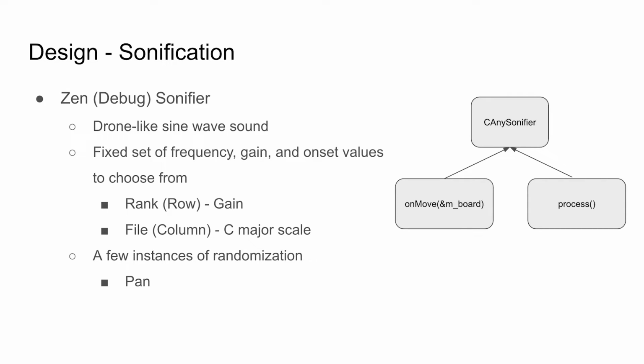It has a fixed set of frequency, gain, and onset values to choose from, and in this case, the position of the piece on the board are mapped to these values. So the rank of a piece is mapped to the gain, and the file of a piece is mapped to a frequency in the C major scale. We're also allowing a few instances of randomization, such as the panning effect.